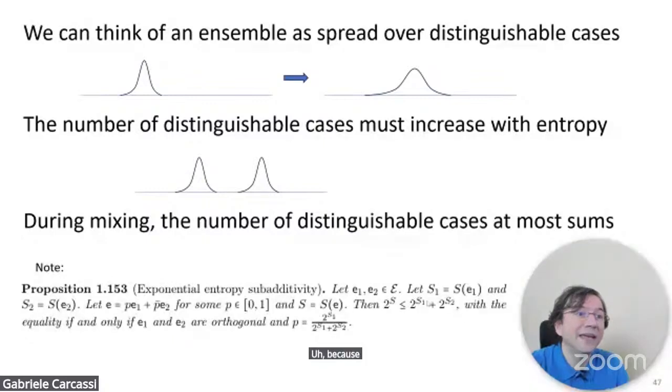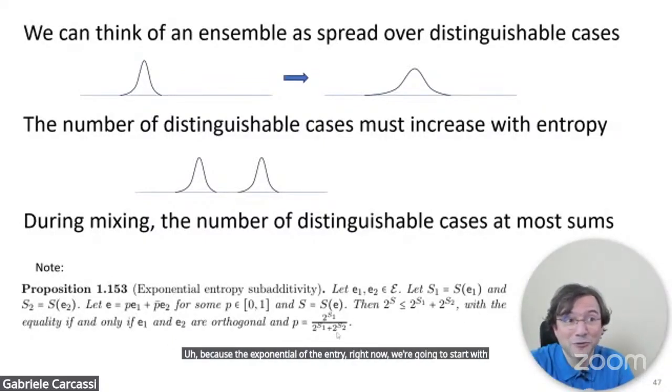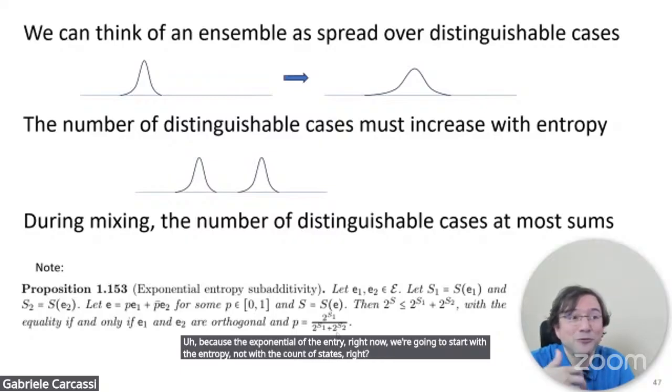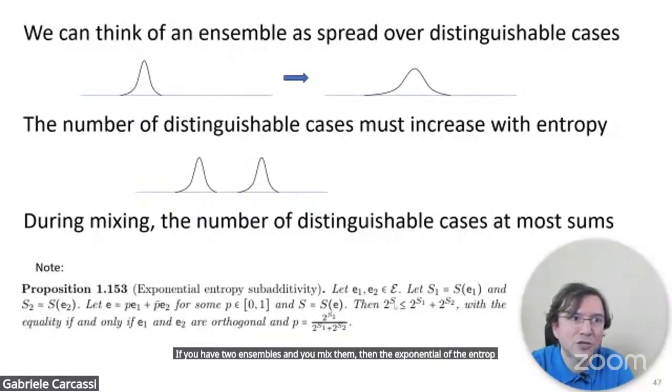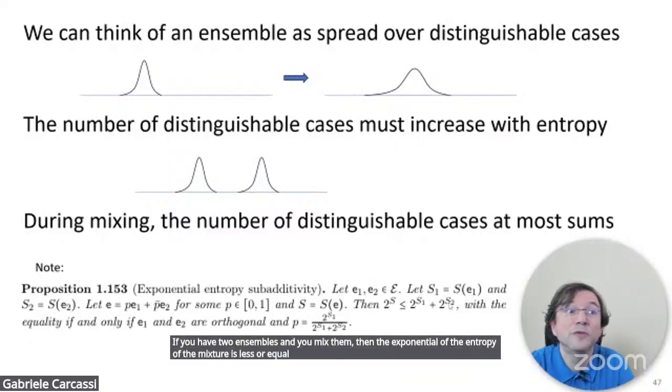Because of the exponential of the entropy. Now we're going to start with the entropy and not with the count of states, so we have to take the exponential of the entropy, which we also saw yesterday. It seems to be a quantity that recurs. The exponential of the entropy has a very nice property: it's subadditive. If you have two ensembles and you mix them, then the exponential of the entropy of the mixture is less than or equal to the sum.